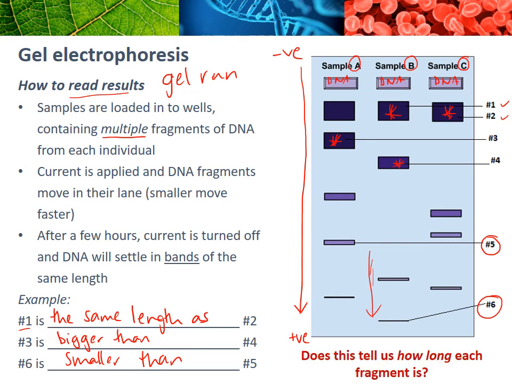But does this tell us how long each fragment is? Remember at the start when I showed 3 different genes, I think it was 500, 800, and 700 base pairs. This, just as we've got here, doesn't tell us how long they are. It just says which one's smaller and which one's bigger.